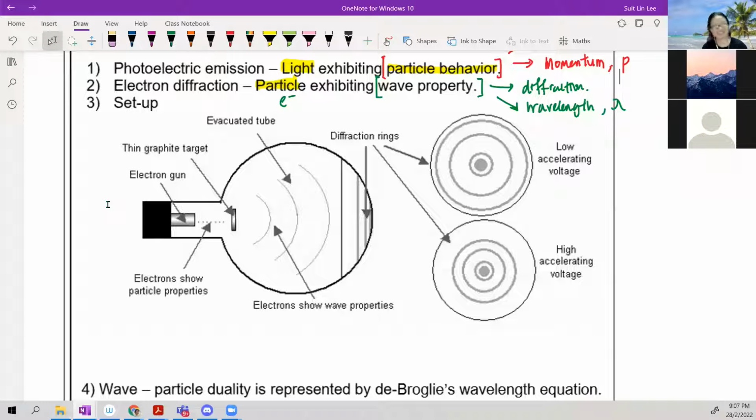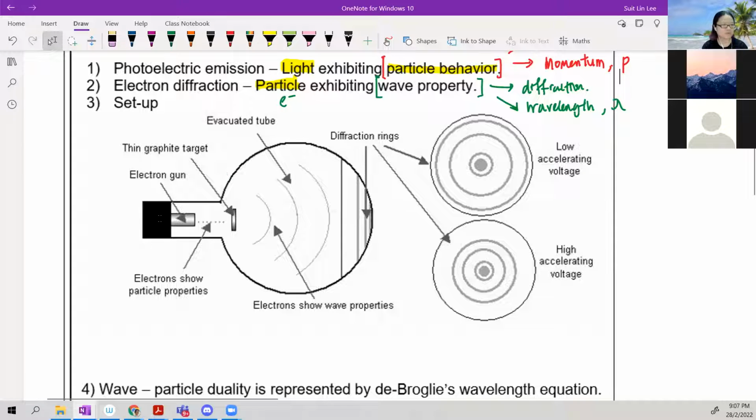You're right. That was what scientists did in the earlier part of the 20th century. Alpha particle against gold foil, electrons against graphite target. Scientists, it was fun. It was just throwing electrons at a target.